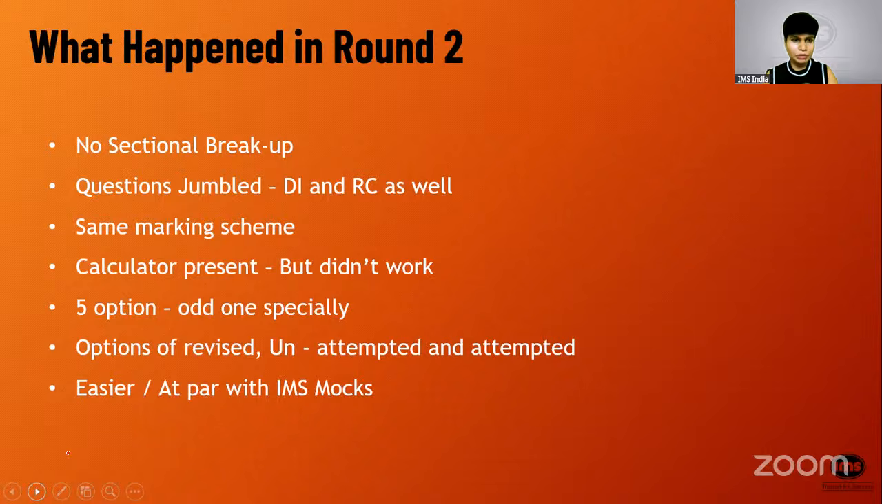There were word problems. There were also questions on averages, on profit, loss, and discount, and on percentages. So these were overall where many of the questions came from.